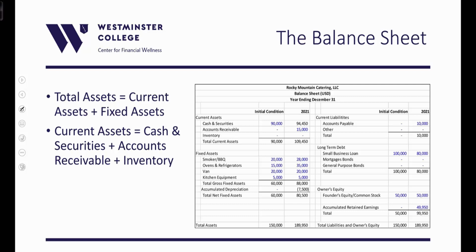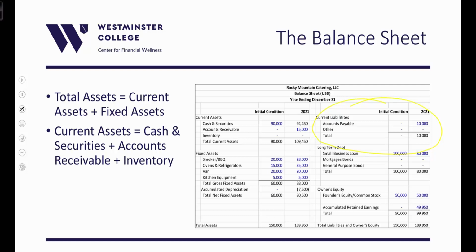But now a year has gone by from this initial condition period, and we're going to take some depreciation on these, and we'll take depreciation of $7,500. There's a number of ways you can calculate depreciation, and we'll consider that when we look at the income statement. But we end up with net fixed assets of $88,000 minus $7,500, or a total of $80,500.